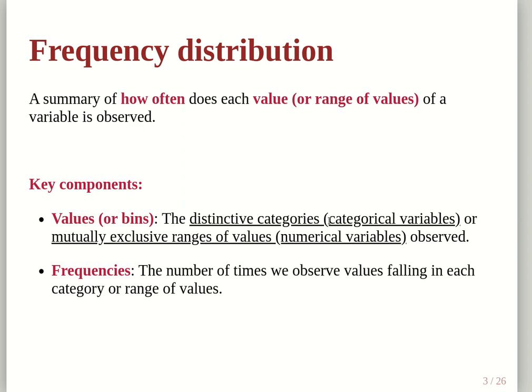If we're talking about a categorical variable, then we're going to be considering these distinct values as the distinctive categories of responses that we find. But if we deal with numerical variables, we are instead going to define mutually exclusive ranges of values, which we're going to be referring to as bins, across which we're going to be adding together the observations.